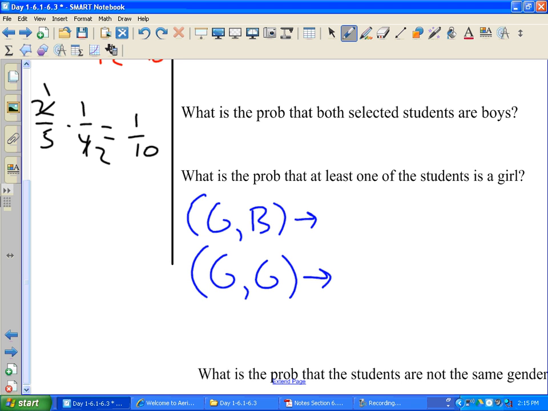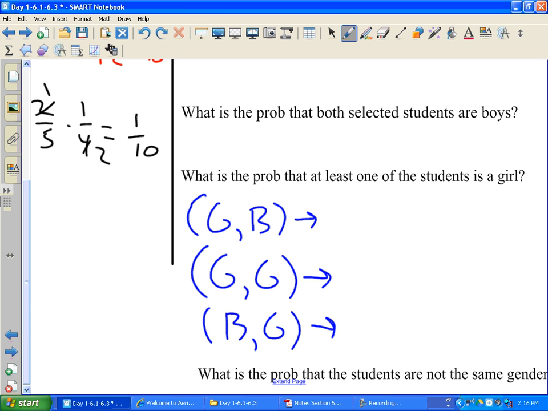Okay. Can I pull out a boy and then a girl? Is there any other ways I can do it? Well, that wouldn't satisfy this. There's another thing I could do. I could pull out 2 boys. That's correct. But now, do I know how to calculate this probability?